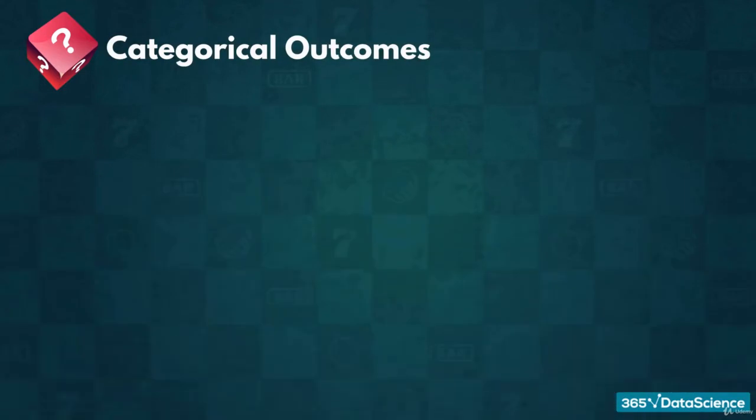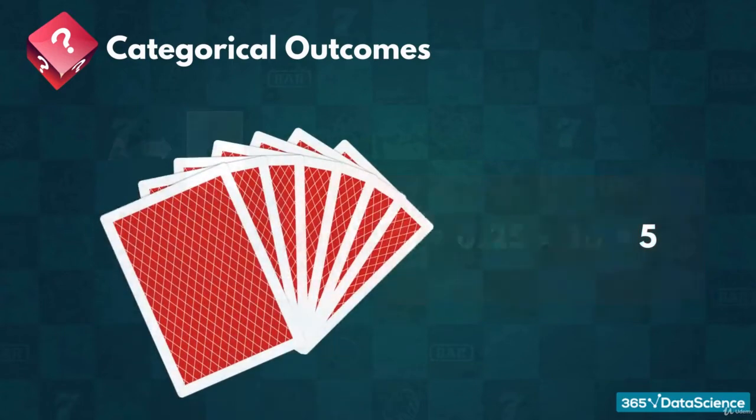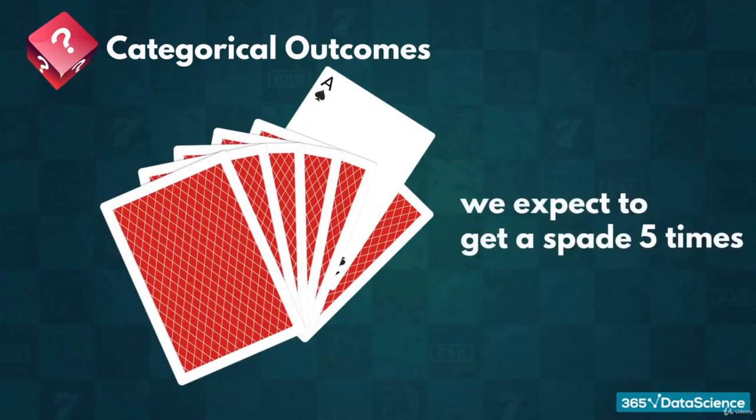For an event with categorical outcomes, like suits, we calculate the expected value by multiplying the theoretical probability of the event, P of A, by the number of trials we carried out, N. We've already seen how to compute the true probability of drawing a card from a specific suit. It is equal to 1/4, or 0.25. If we repeat this action 20 times, the expected value would equal 0.25 times 20, which equals 5. An expected value of 5 means we expect to get a spade 5 times if we run the experiment.